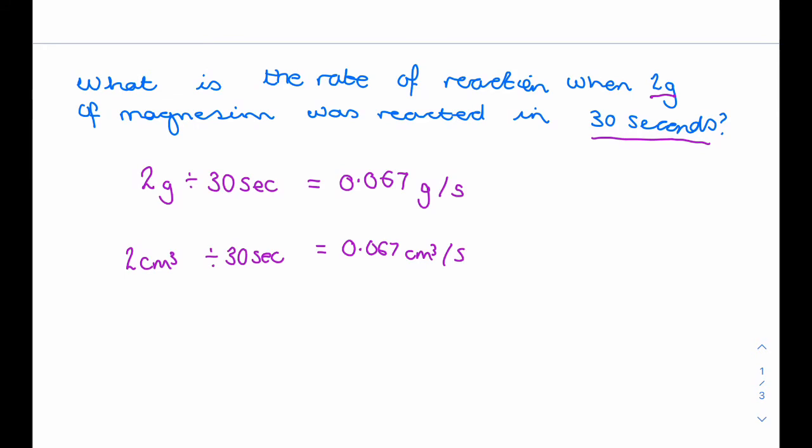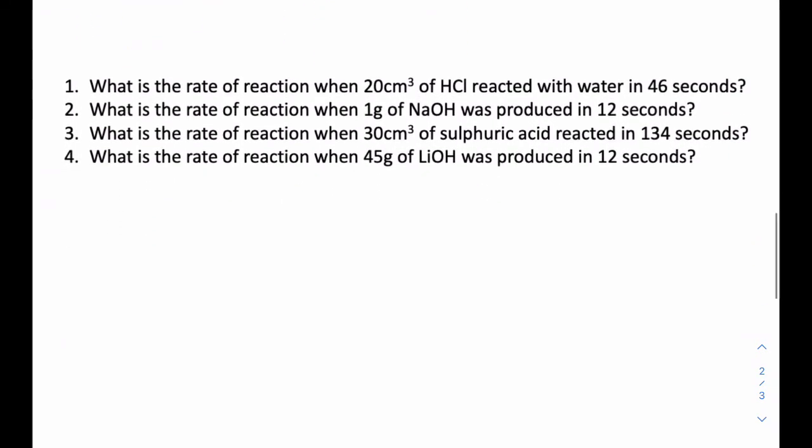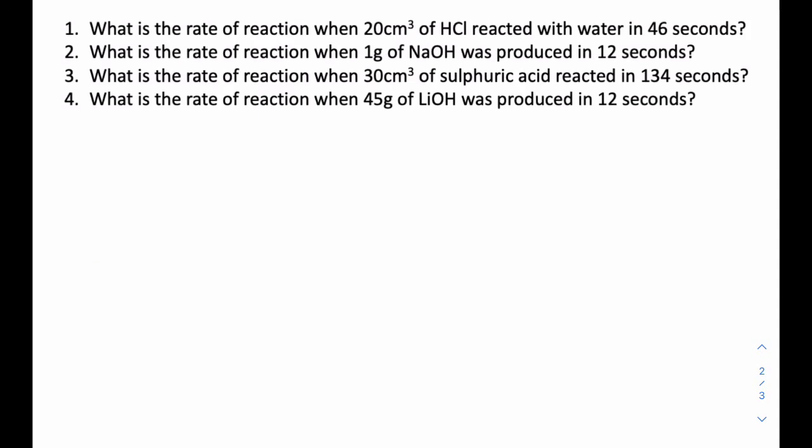With that in mind, I would like you to have a go. So pause the video and have a go at these 4 questions, and then I'll be going through the answers shortly. Okay, so you should have had a chance to go through that. So we'll start with 1, 20 centimetres cubed of HCl reacted in 46 seconds. So I would do 20 centimetres cubed, because that's my amount, divided by my time, which is 46 seconds.